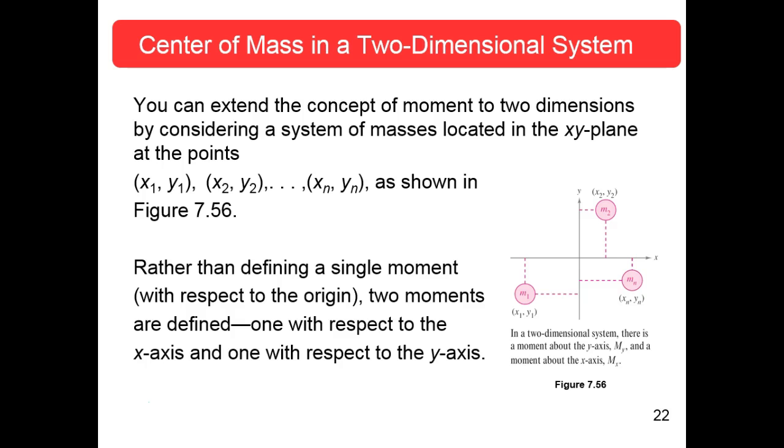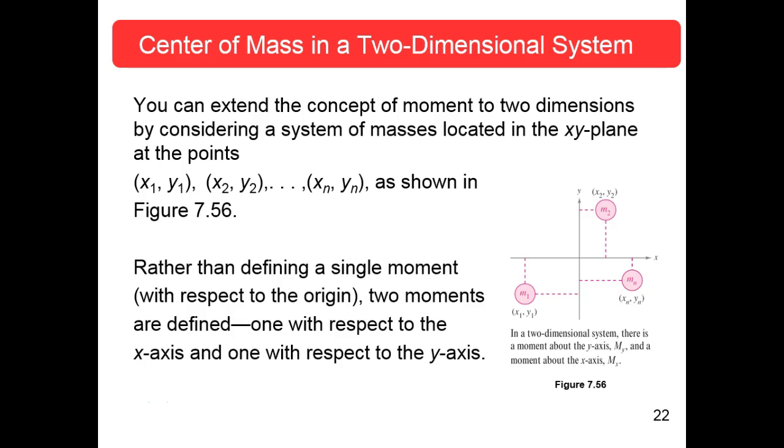Center of mass in a two-dimensional system. Okay. Now we have locations x1, y1, x2, y2, x3, y3, all the way up to x sub n and y sub n. And rather than finding a single moment with respect to the origin, you have two moments.